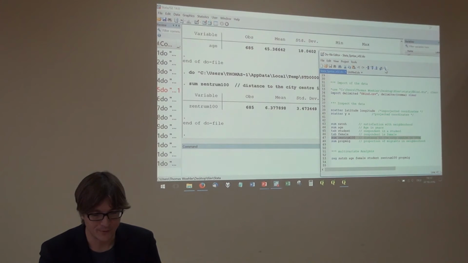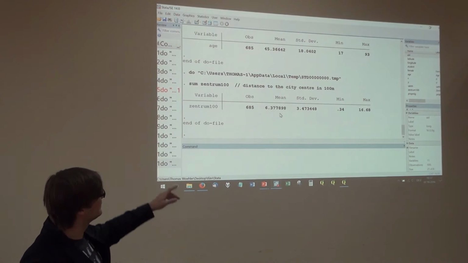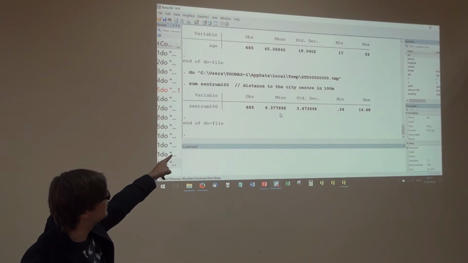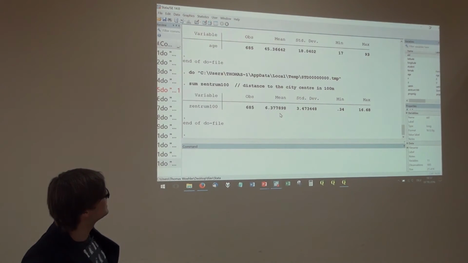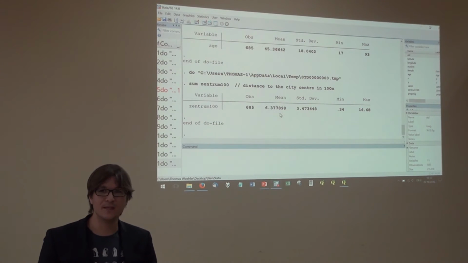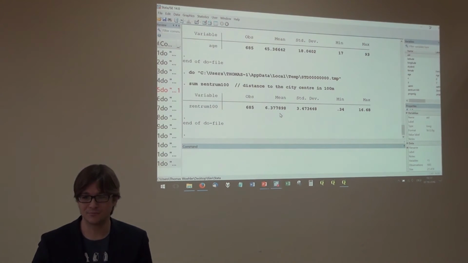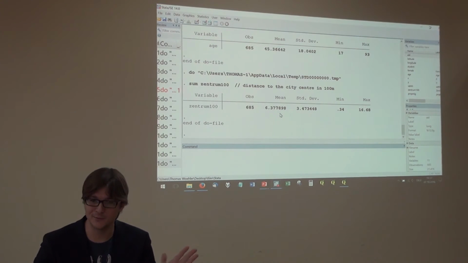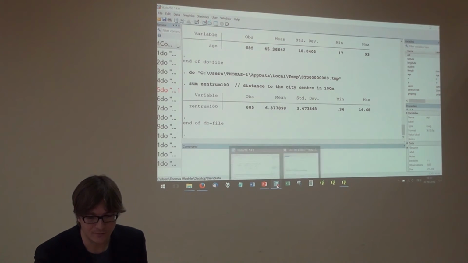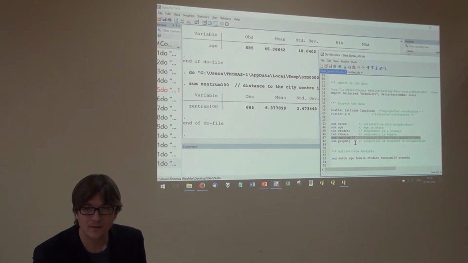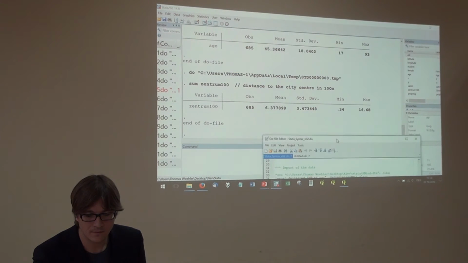And when we look at this, we see it's again 685 observations. The mean is 6.3. That means the respondents are 630 meters away from the center on average. There's a min and a max, and we see everything works out more or less fine. Maximum means that not more than 1.6 kilometers out of center.